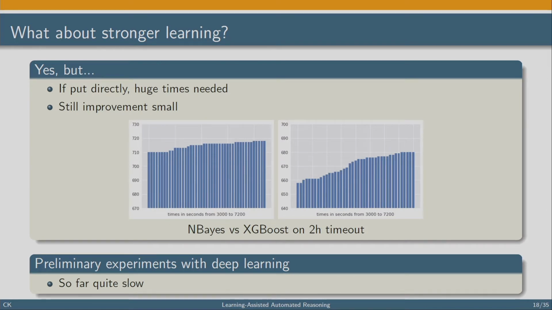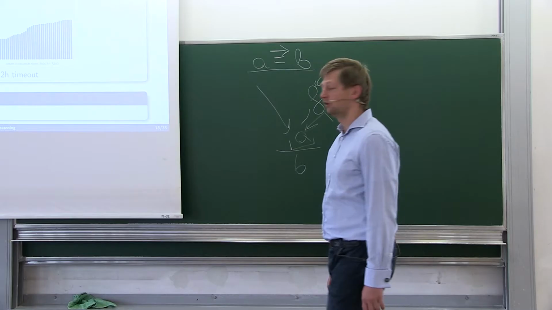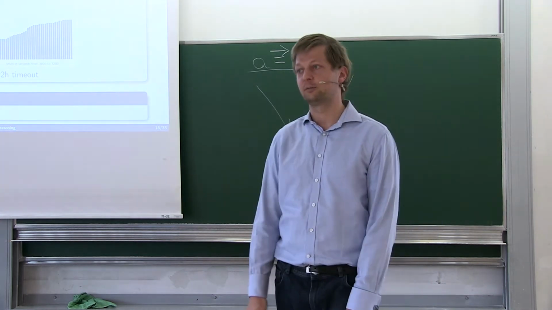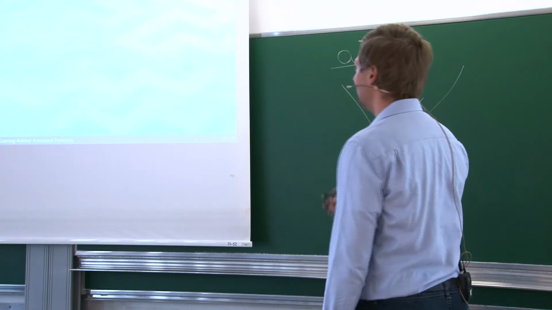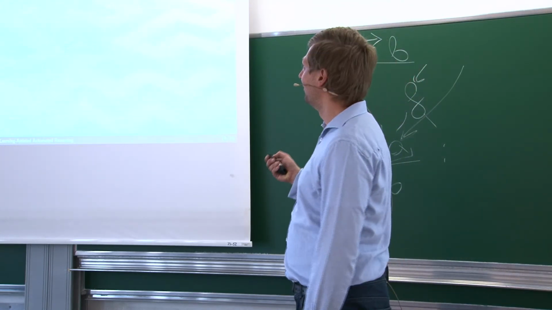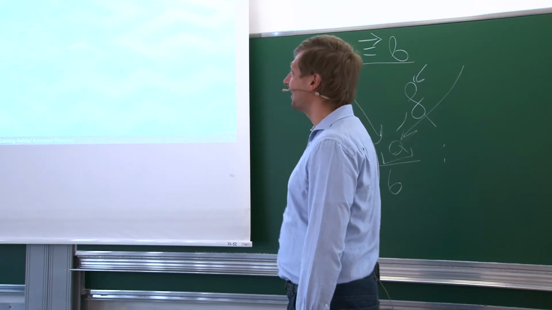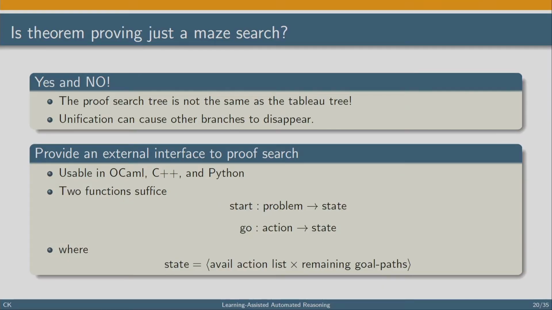If we include even stronger learning, if we consider XGBoost or deep learning, the thing becomes too slow to be usable in practice. So let's see, can we do something better? Because so far we've still done supervised learning in this setting, but we want to get further. So could we give our Tableau to an AI game engine? And the answer is both yes and no.